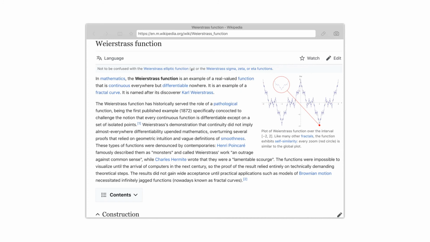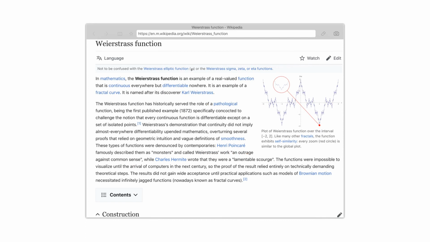It was a very, very famous example because it was first published in 1872, and it illustrated that you could have functions that were bizarre. In fact, it was called a pathological function, almost like an evil or a sick function, because it was such an affront to what the mathematicians at the time believed. Henry Poincaré famously described them as monsters, and he described Karl Weierstrass's work as an outrage against common sense.